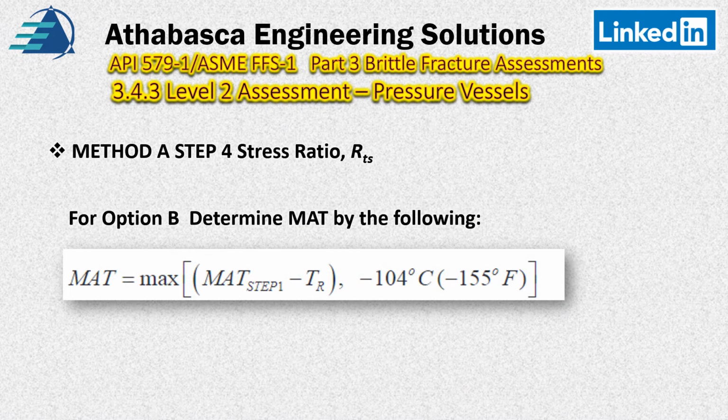Determining step 4, the stress ratio, and looking at the limitations. So there's a very handy equation. We take our MAT that we determined in our first stages, we subtract our TR, and we take the maximum of that. So if we fall below 0.4 on the stress ratio, then we've got to go ahead and use minus 104 degrees centigrade or minus 155 Fahrenheit.